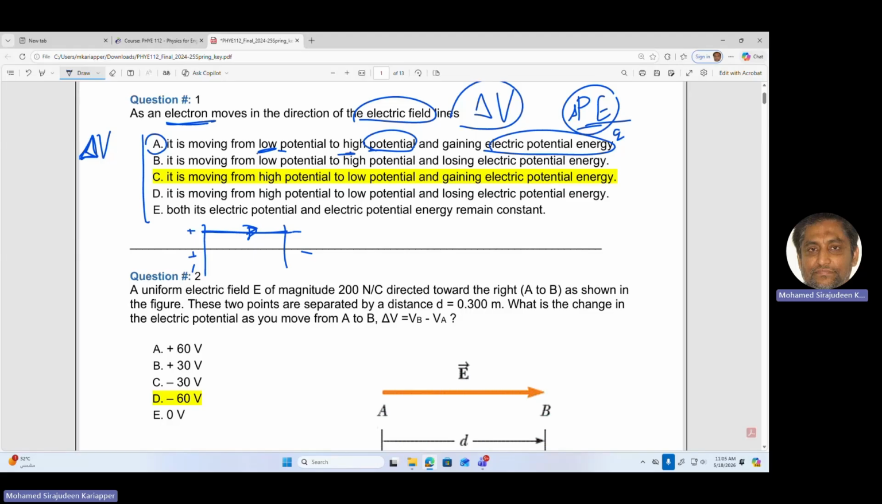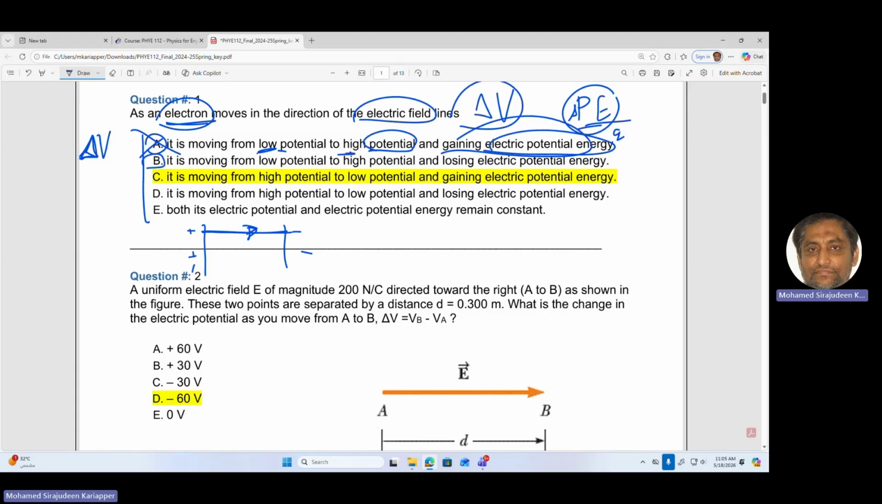That means when you move in the direction of the electric field, it doesn't matter whether it is an electron. Does it matter? No. For the potential, the test charge doesn't matter. The potential will decrease if you move in the direction of the electric field line. So this is wrong. You don't even have to worry about looking at the potential energy, because the first part is wrong. So I can delete it.